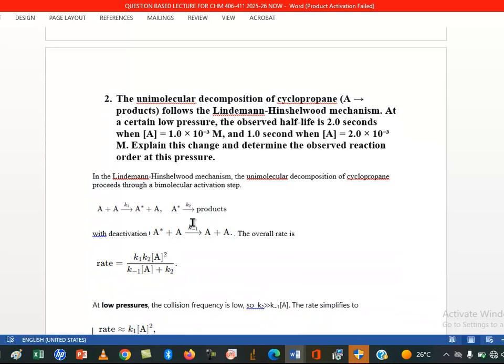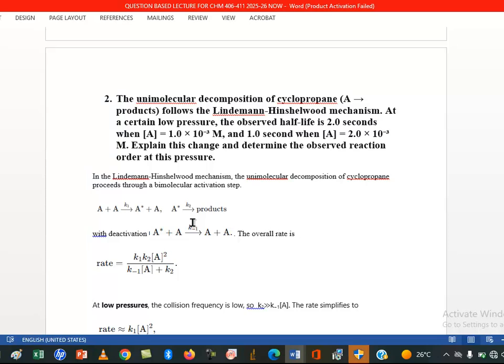So remember, I did something like this in class using the steady state approximation. Can you remember? You can look at my pointer here. So here it is. This is what we derived in class from the Lindemann-Hinshelwood mechanism using the steady state approximation. Now, this is true for just normal conditions, but the question said at low pressure.